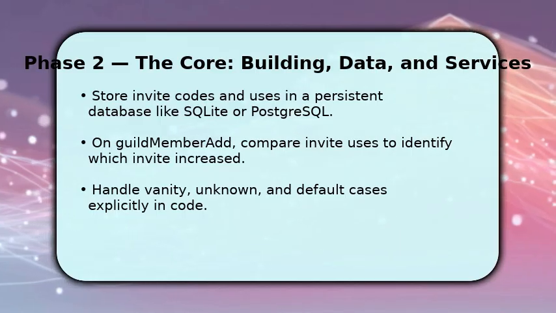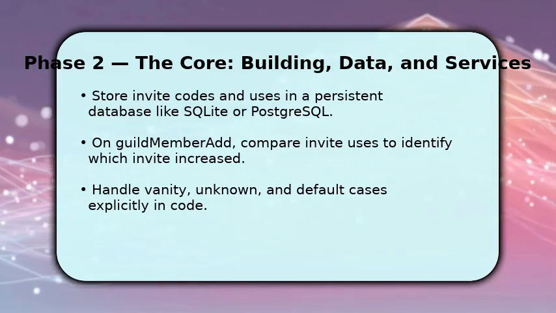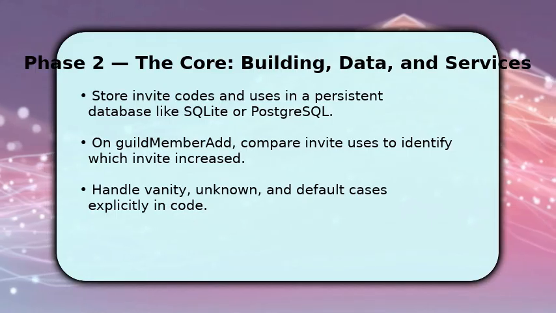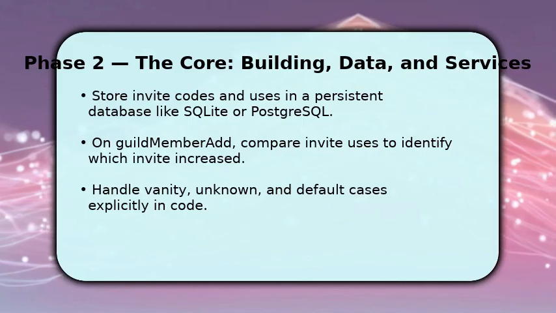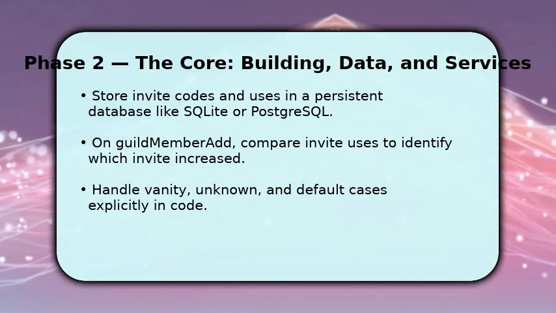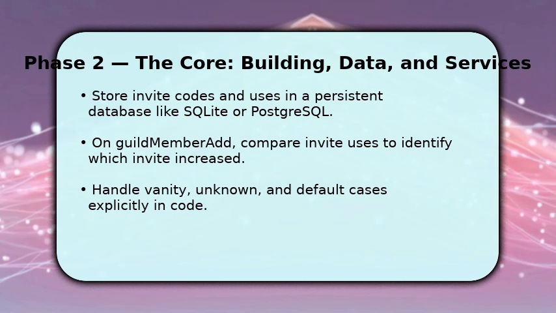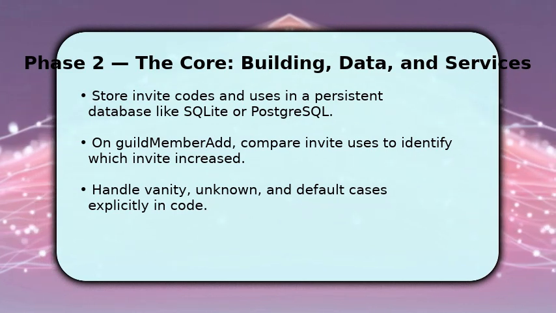This prevents false attributions. Make sure your handler accounts for vanity URLs and invites that disappear, and fall back to audit log lookup when necessary. Also debounce rapid joins and update the stored snapshot immediately so subsequent joins read accurate data.